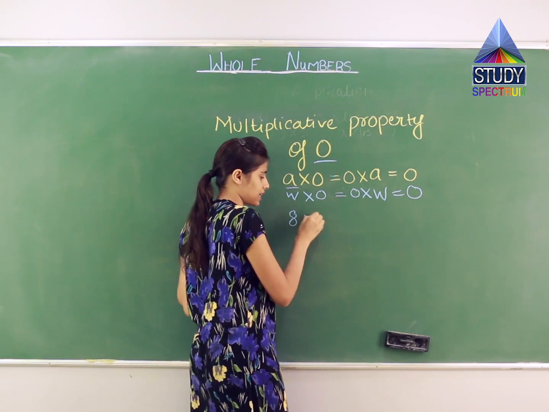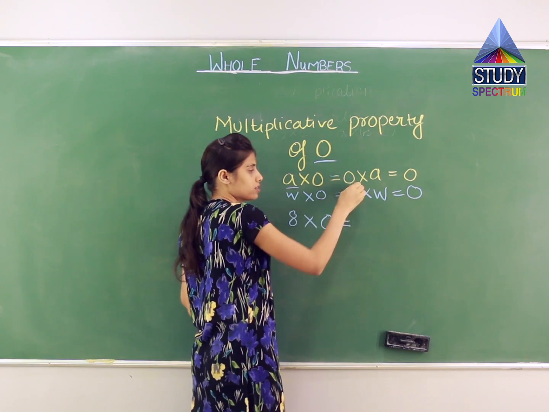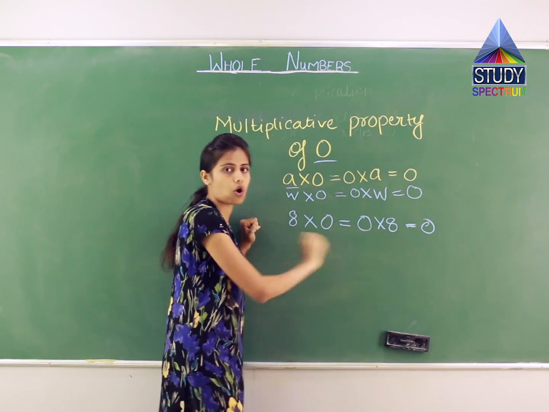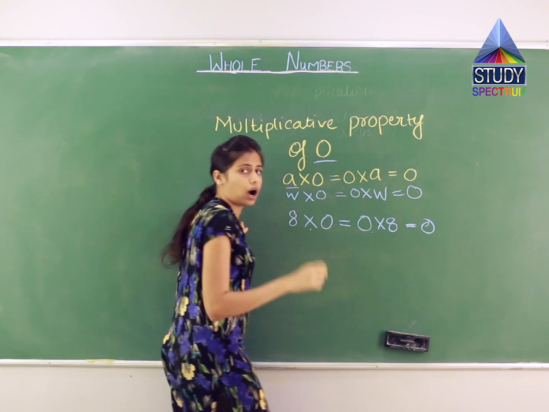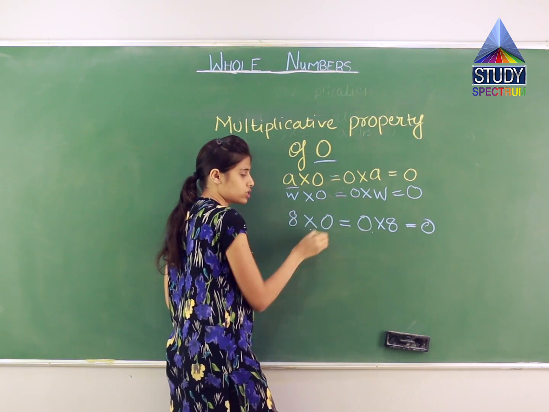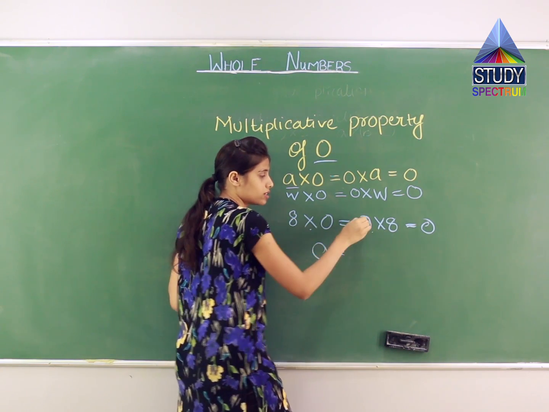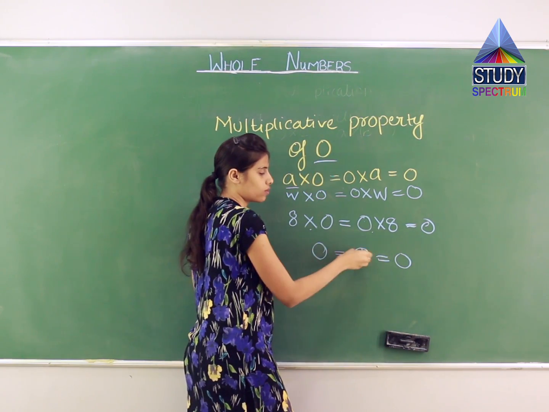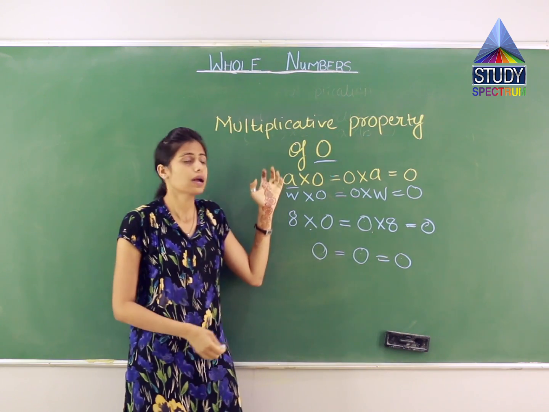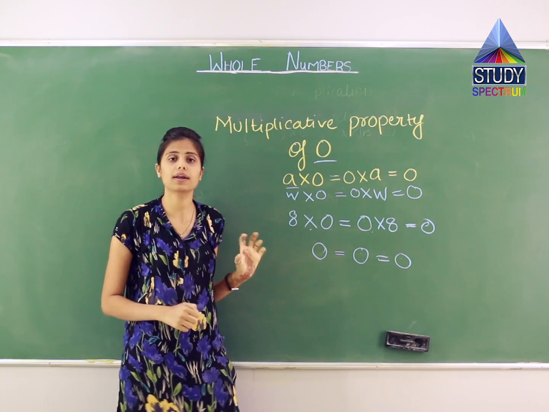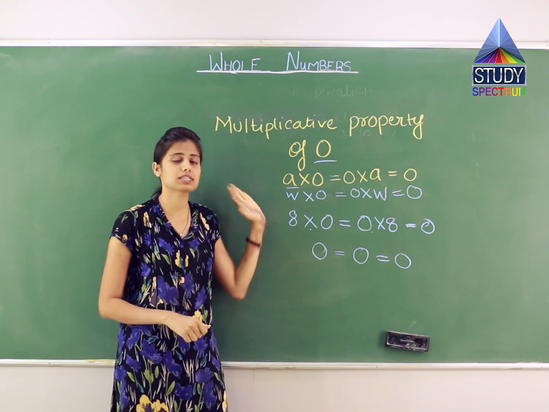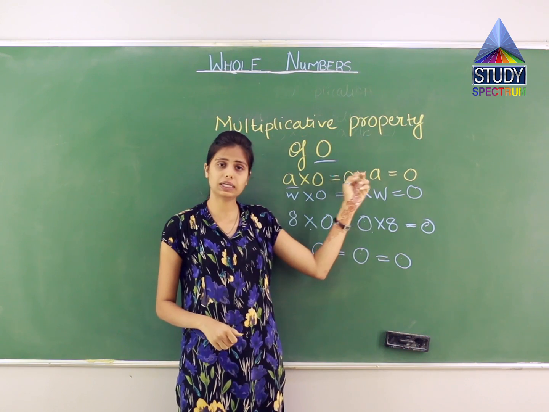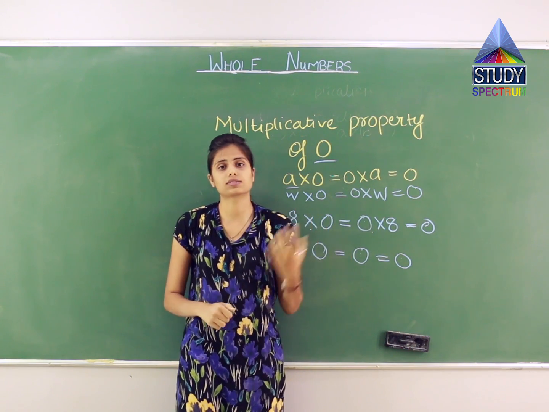So if I multiply this 8 with 0, and 0 multiplied by 8, is it equal to 0? Let us check whether these are really equal or not. 8 into 0 comes to what? 0. And it will be equal to 0 into 8, which is 0. So can you see this? 0 is equal to 0 is equal to 0. It means the multiplicative property of 0 holds good for multiplication. So clear with this property? This property mainly says that if a whole number is multiplied by 0, or 0 is multiplied with the whole number, the answer comes to 0.